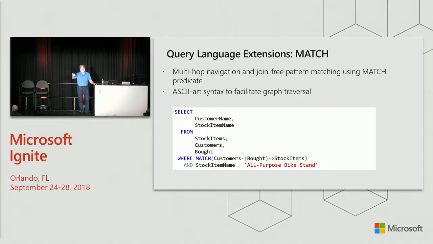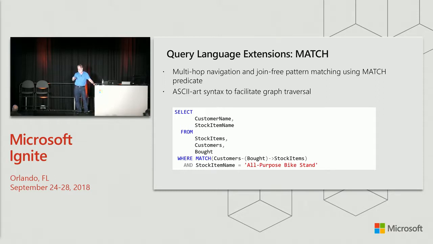And I want to call your attention to the where match clause. Match is, as we talked about, the new intrinsic added. If you see that funny thing with the parens and the arrows and stuff, that's what we call ASCII art. If you think about how you would write on a chalkboard the relationship between customers and the stock items that they bought, this might be how you would draw it on a blackboard, on a whiteboard. And so this is standard syntax across graph databases.